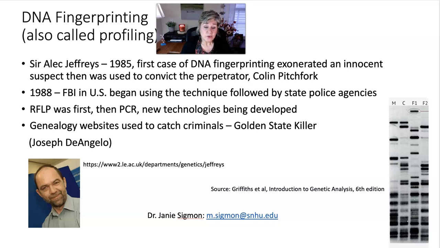And so the police went to Alec Jeffreys and they said, do you think that you could use this new technique to catch whoever this murderer is? And he said, I think so. We can sure give it a try. And so what they did in England was they went to the 3 villages and they collected blood samples from almost all of the men. This was over 5,000 blood samples, and they started sending them to Alec Jeffreys.